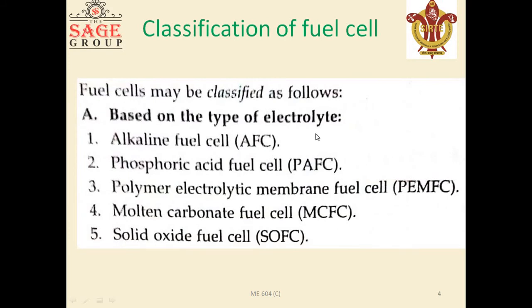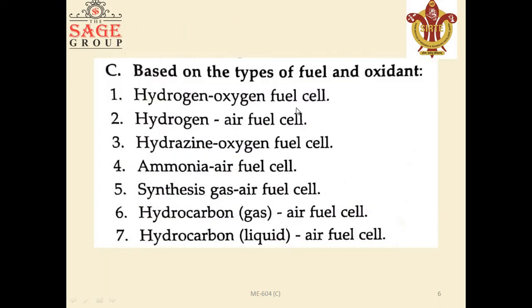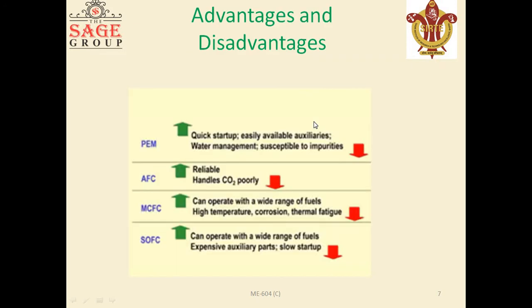First one is according to the electrolyte, second one according to the temperature, and third one is according to the fuel and oxidant. So we will discuss after this classification first the H2O2 fuel cell. Before going to the H2O2 fuel cell, we have to discuss some advantages and disadvantages of different fuel cells. So first one, PEM.